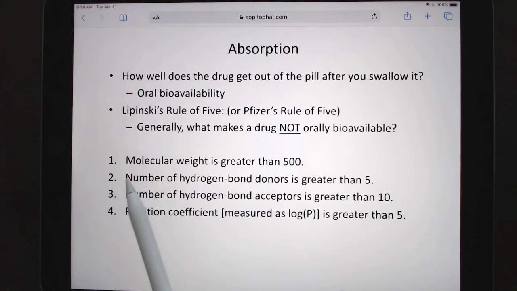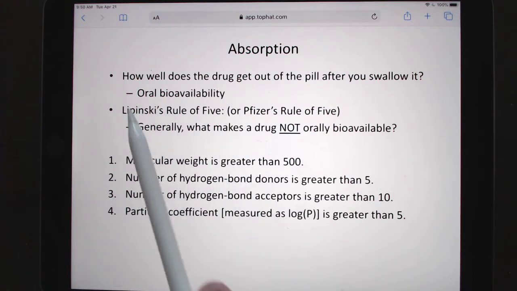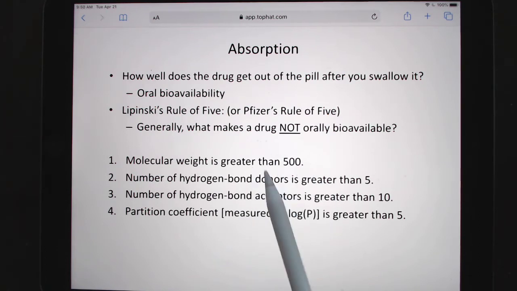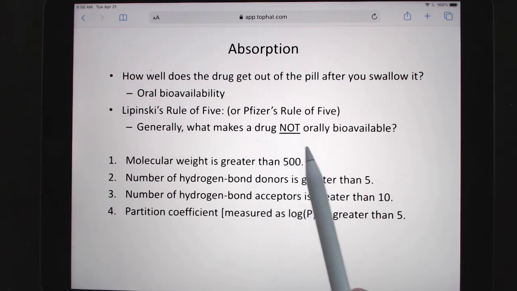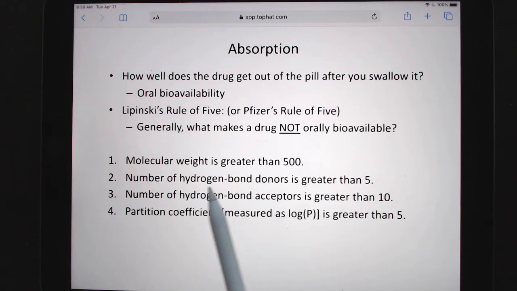That's things that he noticed. And what he noticed is that if you want to have a good drug that has bioavailability, you don't want it to have greater than 500 molecular weight. More than 5 hydrogen bond donors, so these are like NHs and OHs and things like that. Acceptors more than 10. And you don't want a partition coefficient, a log P, greater than 5.